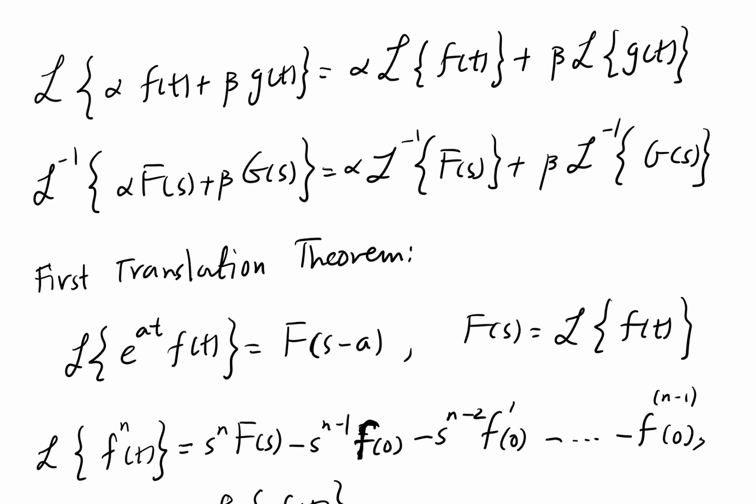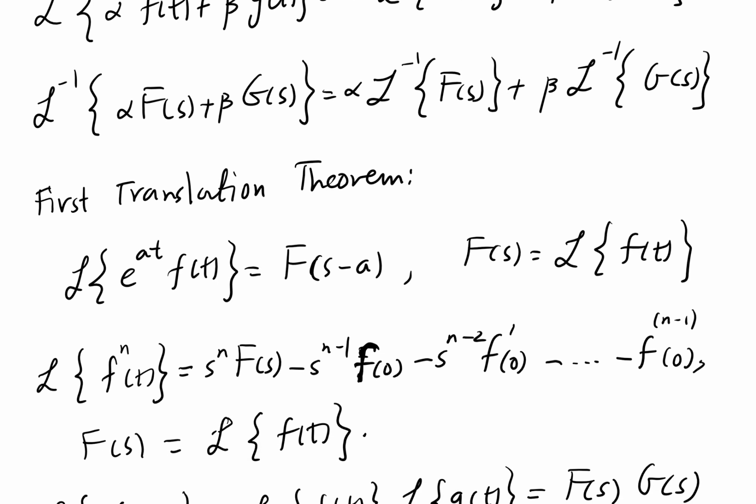We have the Laplace of the nth derivative of f of t, which we covered in the previous section. It's s to the n F of s minus s to the n minus 1 f of 0 minus s to the n minus 2 f prime of 0, all the way down to the n minus 1 derivative, where capital F of s, again, is the Laplace of f of t.